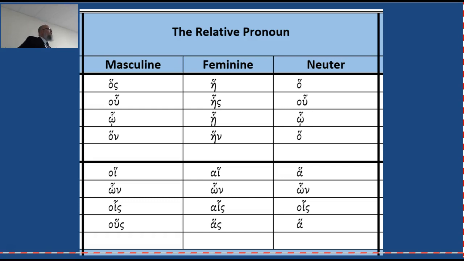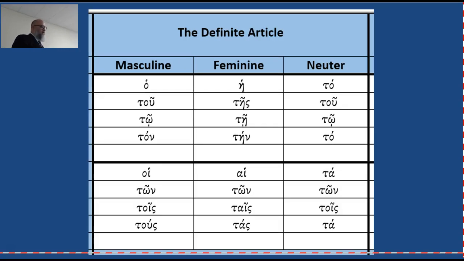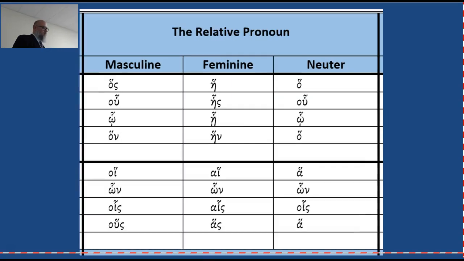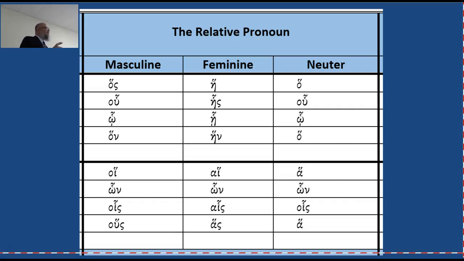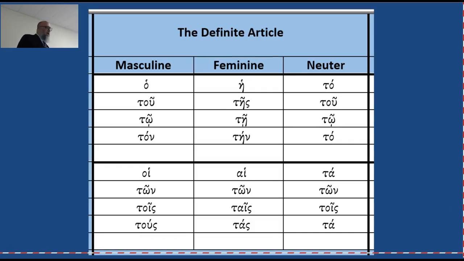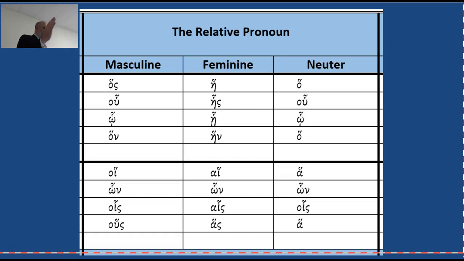How can you tell the difference between the feminine nominative singular definite article and the feminine nominative singular relative pronoun? Here's the difference. The relative pronoun always has the accent and the breathing mark. So that's what you're looking for here, accent and breathing mark. If it has an accent and a breathing mark, it's who or which. If it has a tau, it's a definite article. If it doesn't have a tau in the oblique cases, then it has to be the relative.